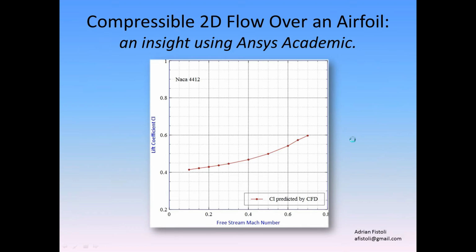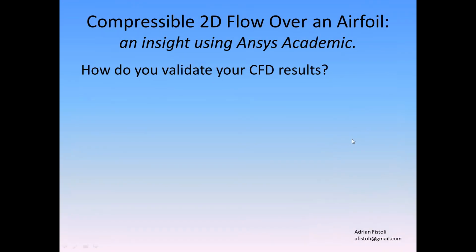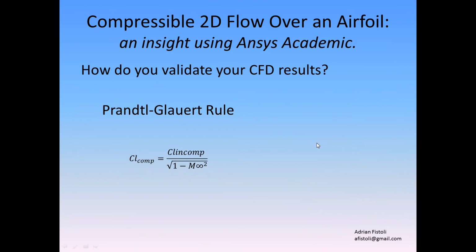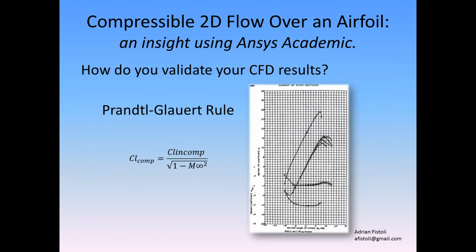Now, you might be wondering, how can you validate these results for your CFD run? Well, there is a simple way, which is to use the Prandtl-Glauert rule, which corrects the CL of incompressible flow for compressible flow. Of course, the question is, which CL for incompressible flow should we use? We can obtain it from the NACA documents and assume the error to be negligible. In this case, for zero angle of attack, the value for CL is around 0.4.